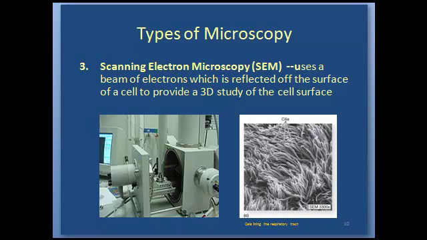And lastly, here's an image of a scanning electron microscope. You're also using a beam of electrons. It's now instead the beam is reflected off the surface of the cell to provide a 3D study of cells. And so as you see on the image on the right, now you have a nice three-dimensional image of those same cilia lining the respiratory tract of a human being. And so I think the magnification here was 3,300 times, but it provides a very clear, detailed image of a particular component of the cell.